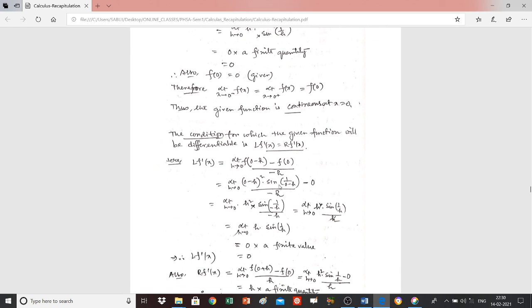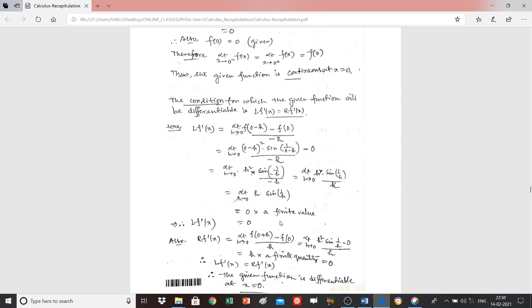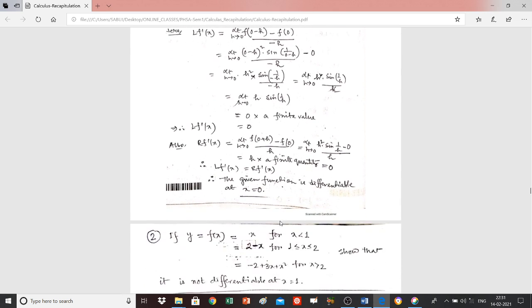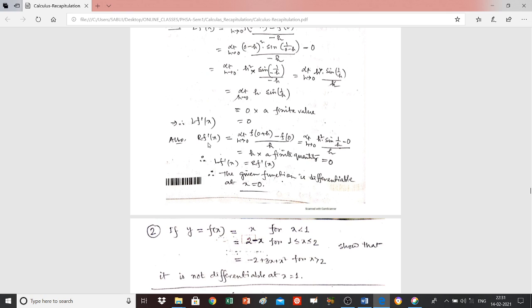And after calculation we finally obtain that this 0 into a finite value is equal to 0. It is similar to the previous one, so it is not very difficult to calculate. Now the right hand derivative can also be calculated from the formula: limit h tends to 0, f of 0 plus h minus f of 0 by h. After calculating, it is also 0. So the left hand derivative and right hand derivative are equal, so the given function is differentiable at x equal to 0.